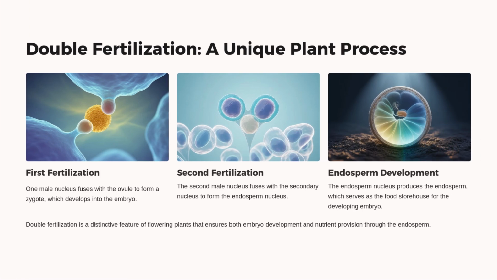Double fertilization, a unique plant process. First fertilization. One male nucleus fuses with the ovule to form a zygote, which develops into the embryo. Second fertilization. The second male nucleus fuses with the secondary nucleus to form the endosperm nucleus. Endosperm development. The endosperm nucleus produces the endosperm, which serves as the food storehouse for the developing embryo. Double fertilization is a distinctive feature of flowering plants that ensures both embryo development and nutrient provision through the endosperm.